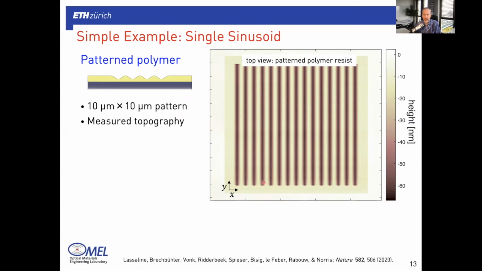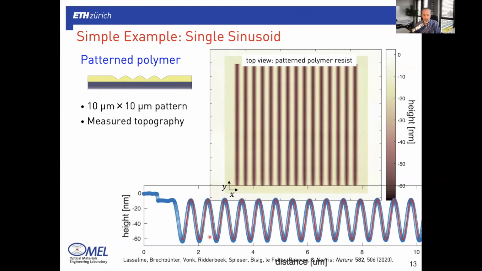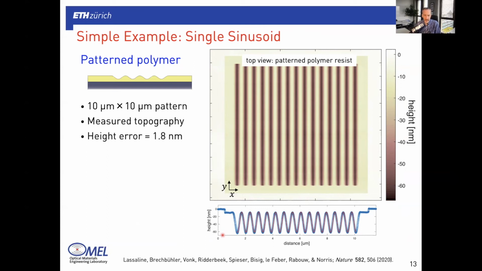And just to demonstrate how much control you have over this, here is a line scan from this 2D topography. So the height is a function of the distance across the line scan. And I'm going to blow this up to get a closer look. These open circles are the measured topography, and the red lines are the targeted function. So you can really get amazing control. In fact, over this whole 2D pattern on the polymer, we can measure a RMS height error of less than 2 nanometers. So you get really high fidelity patterning.